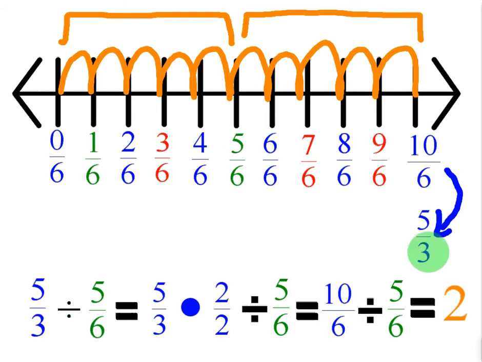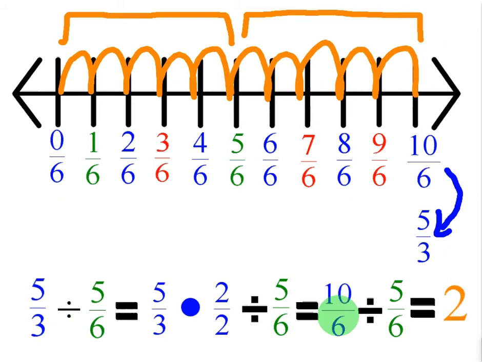So really 5/3 is the same as 10/6, and now we can more easily see how 5/6 fits into 10/6. In fact, if you look on the number line, it's halfway between 0 and 10/6. So therefore 5/6 fits into 10/6 two times. There's one hop, there's two hops.